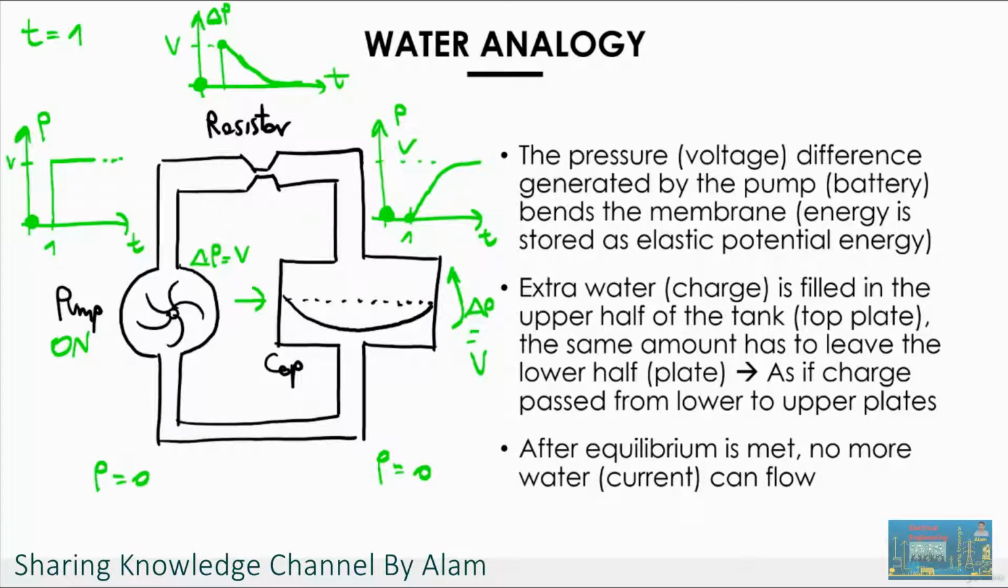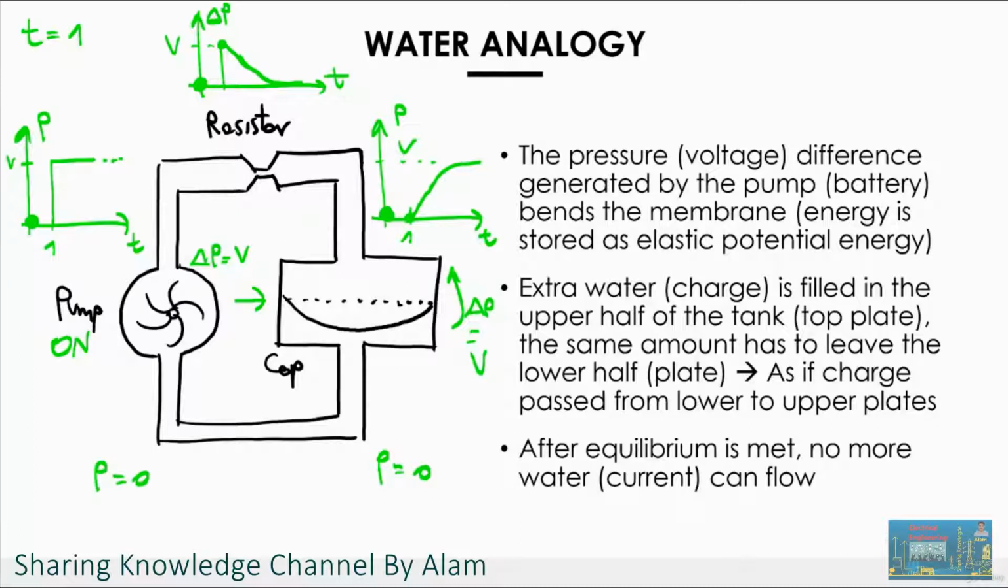The energy that we know a capacitor is storing in the electric field is represented in this water analogy by the elastic membrane being bent, because any elastic material, when it's in a non-relaxed state, is in effect storing energy in the form of elastic potential energy, because you know that if you release the force on that device, the device will snap back, so it is able to produce a certain amount of work.